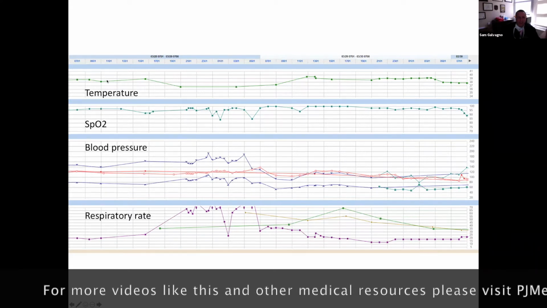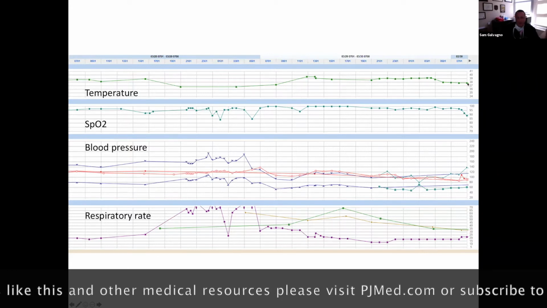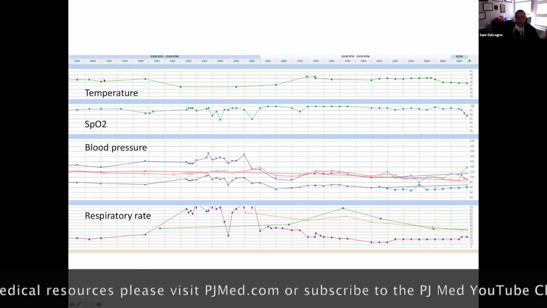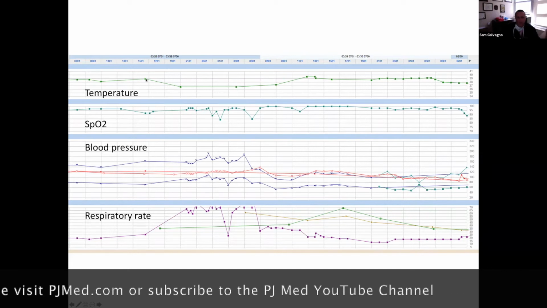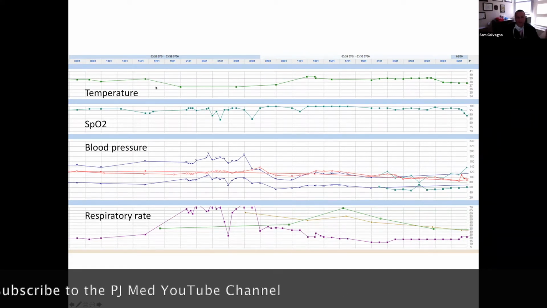Now, this patient was febrile, not crazy. 38's the level there. You can see the temperature was bouncing around. We actually didn't even meet the threshold at this point. But look at what happened with the respiratory rate. This is where the intubation had to occur.